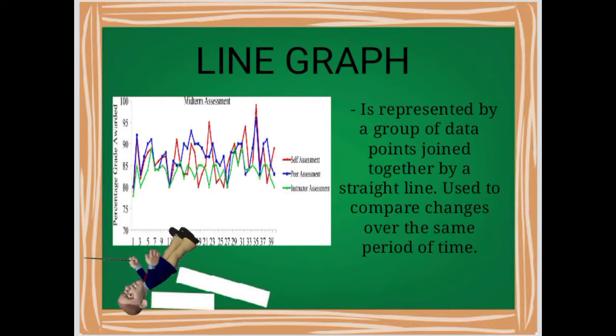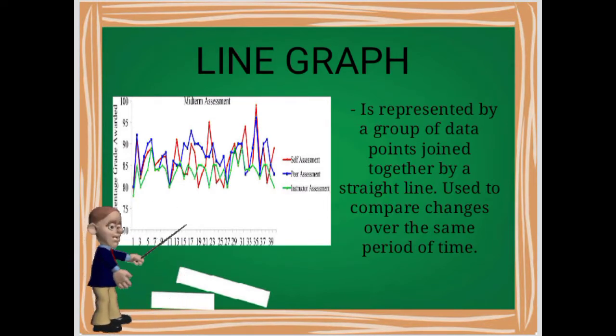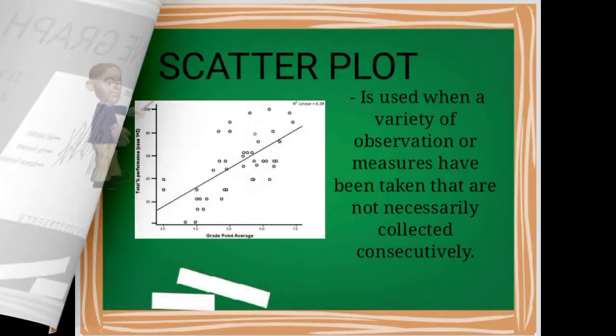Third is the line graph, represented by a group of data points joined together by a straight line. Each of these data points describes the relationship along the axes of the graph. It may ascend, descend, or do both, depending on what kind of data is being visualized. This is used to compare changes over the same period of time.